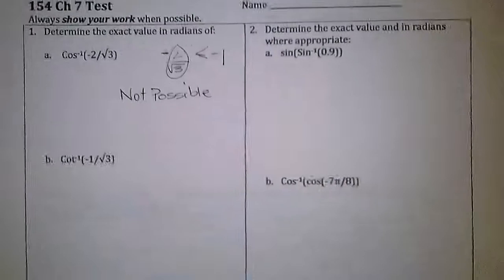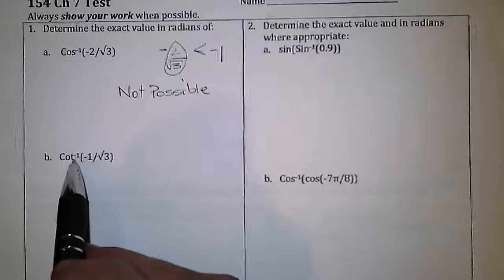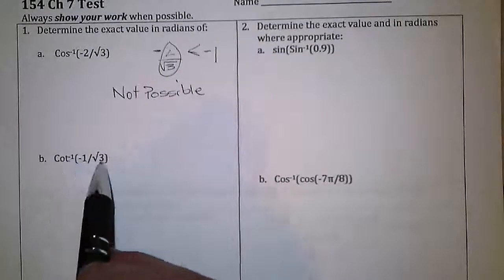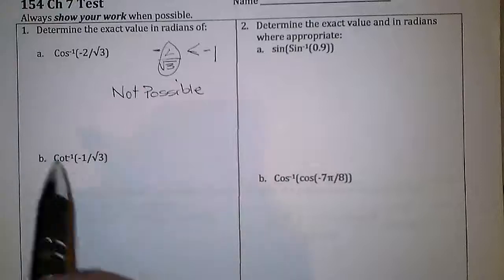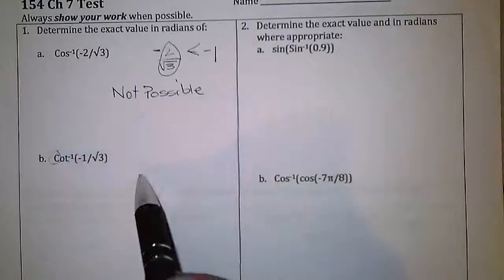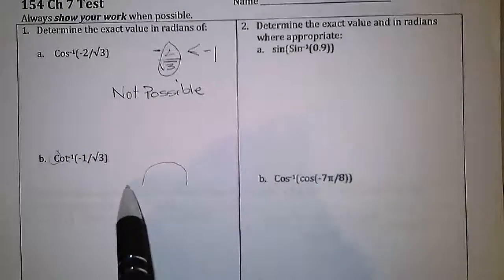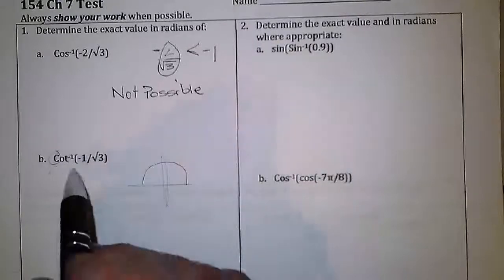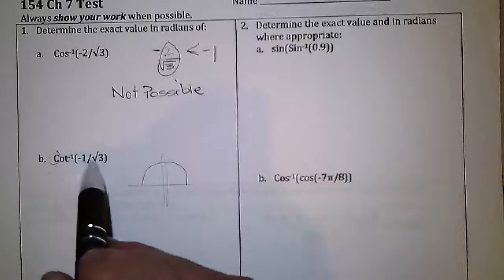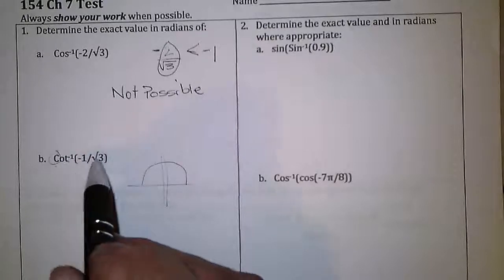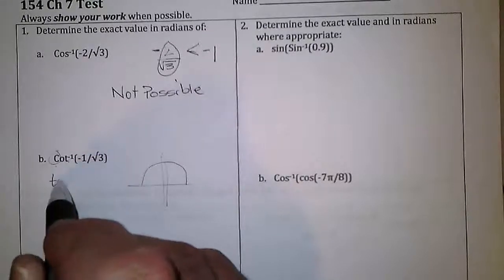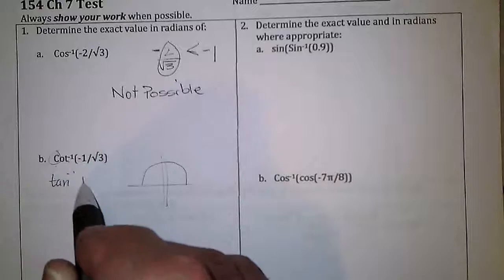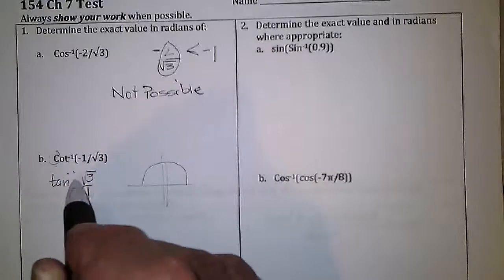Number 2, when's the cotangent negative 1 over the square root of 3? So this is capital cotangent, so we've got to pick something in the first and second quadrants because that's where we take capital cotangent from. So if the cotangent is negative 1 over the square root of 3, then the tangent is square root of 3 over 1 and negative.